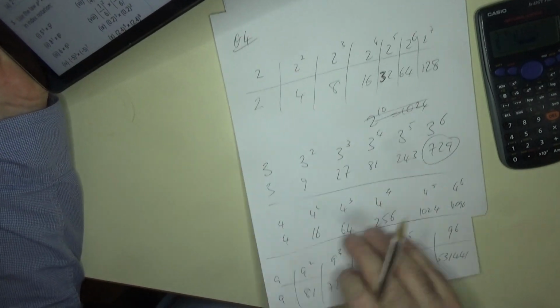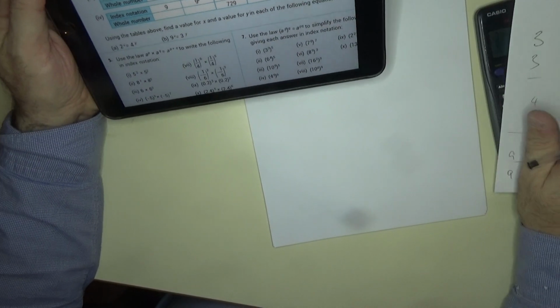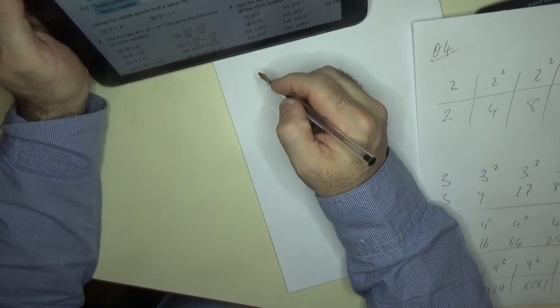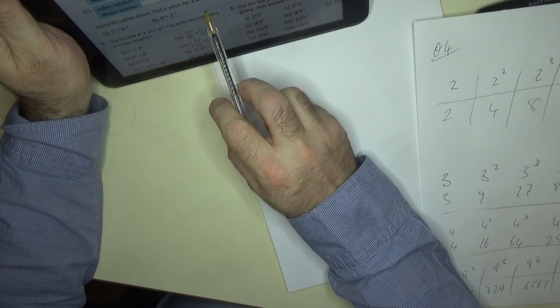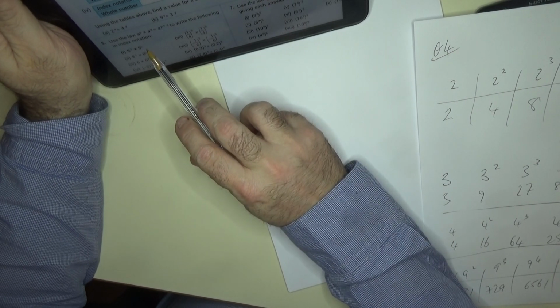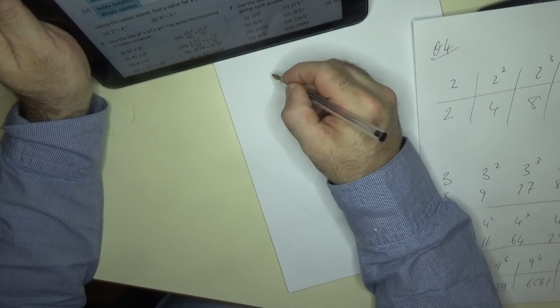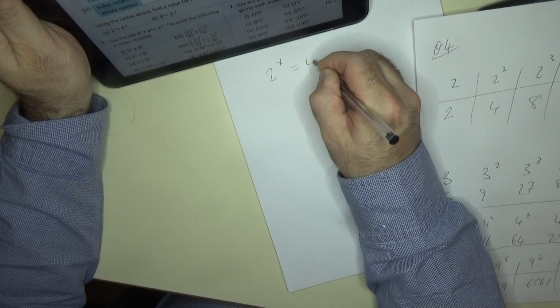So we're going to leave this as our so-called table. Okay, and then we're going to answer this bit here. Using the table above, find a value for x and a value for y in which each of the following equations holds.